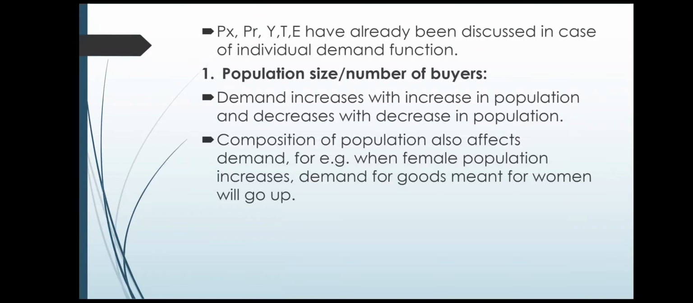On the other hand, composition of population is also very important. For example, when female population increases, demand for goods meant for women will go up. Okay, but if male population increases, demand for goods meant for male will rise. So composition of population is also important.